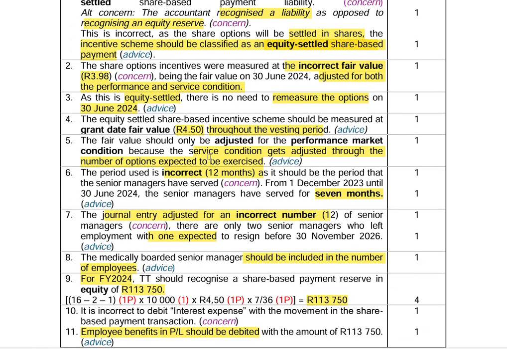And then the service condition gets adjusted through the number of options expected to be exercised. So why are we using the market condition share price, and not the market condition and service condition considered? It is because the service condition will be adjusted through the number of options expected to be exercised.